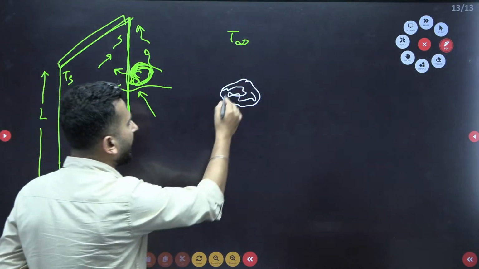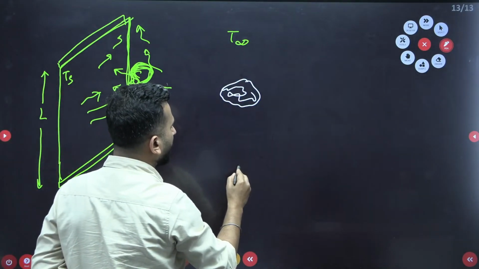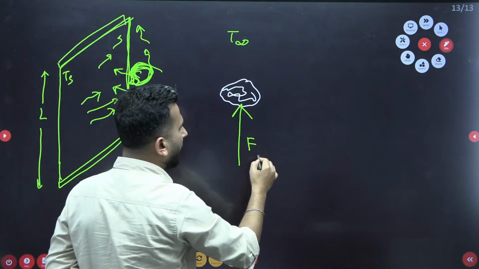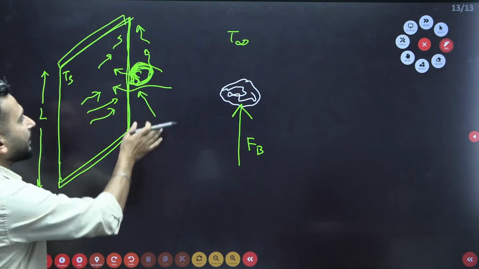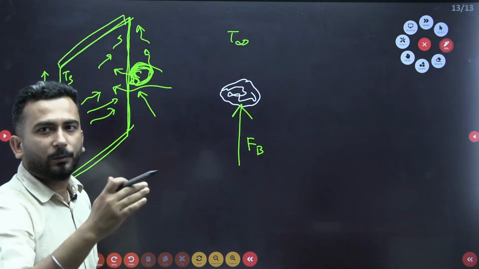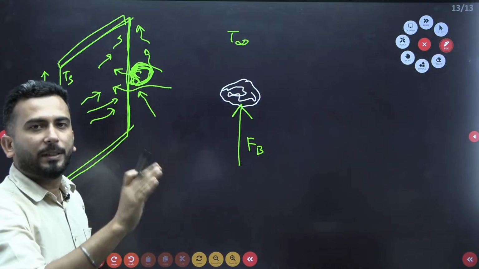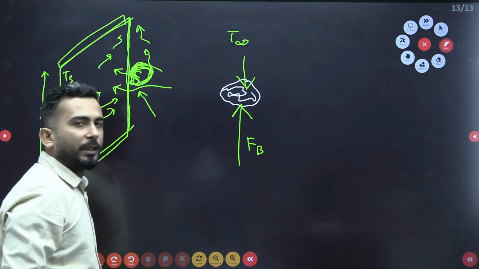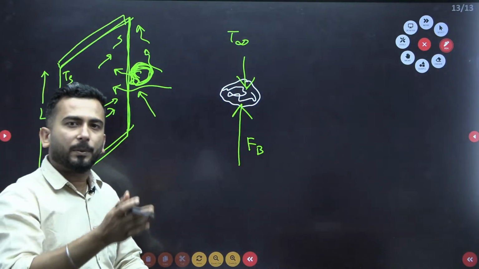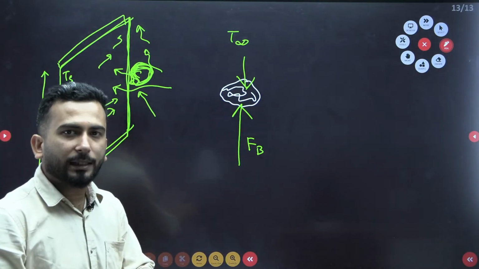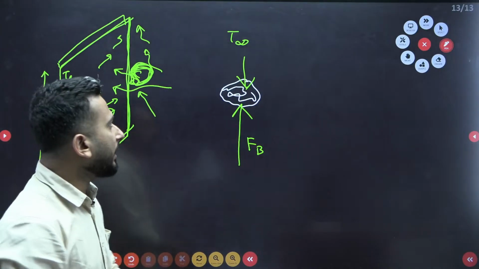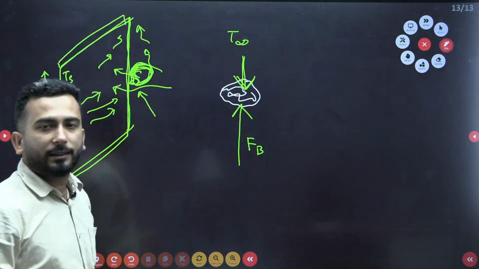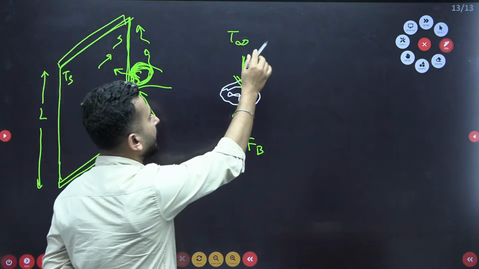Now see, when it is going up, that means someone must be pushing. That someone is your buoyancy force. And when it is going up, there will be viscous force within it. Viscous force will try to oppose the motion. When something is going up, there will be friction between the layers, and that means viscosity will come into the picture, and therefore it will act in the opposite direction. So viscous force will also act.